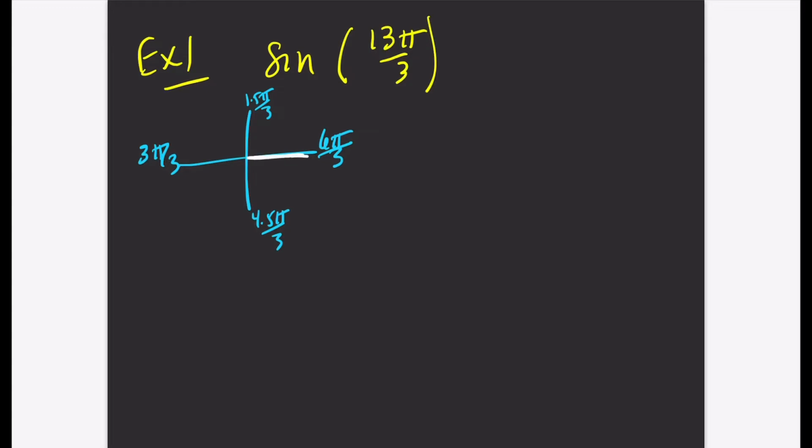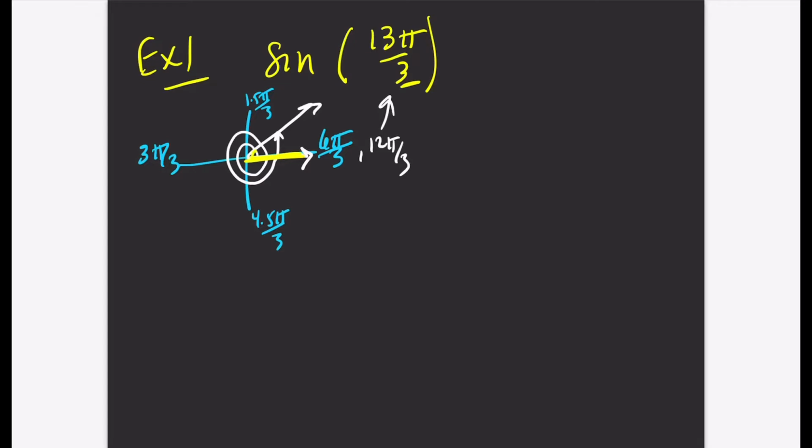Start at the positive x-axis and go counterclockwise since it's positive. We're trying to get to 13 pi over 3. 1 full revolution is 6 pi over 3. 2 full revolutions is 12 pi over 3. We're trying to get to 13 pi over 3, so we're going to go up 1 more. Okay, so our reference angle. Keep in mind that this right here was 12 pi over 3. We needed 13 pi over 3.